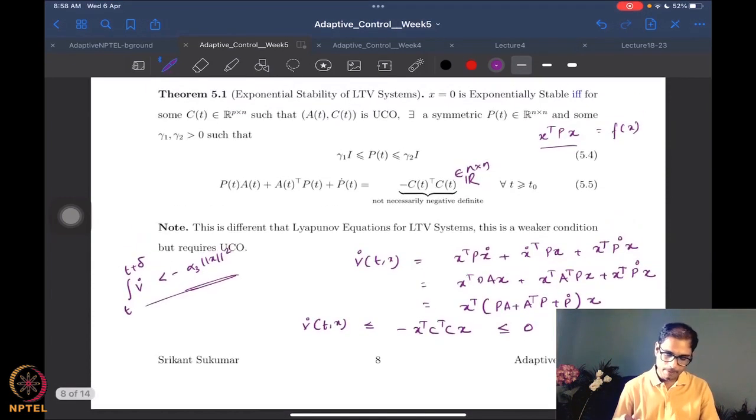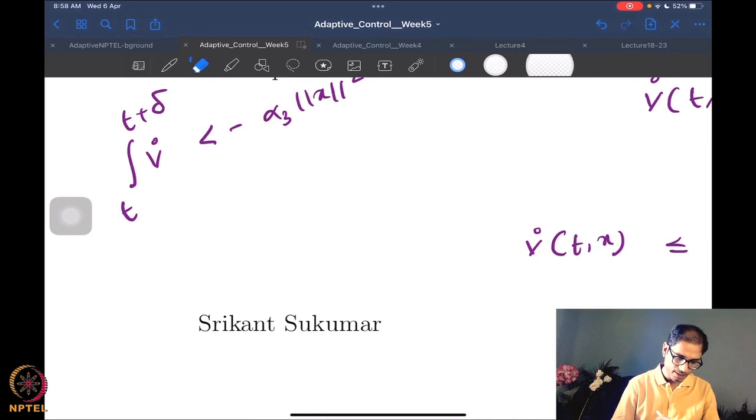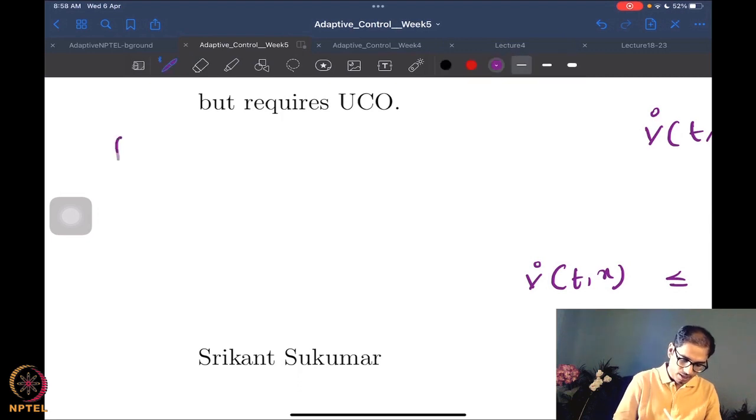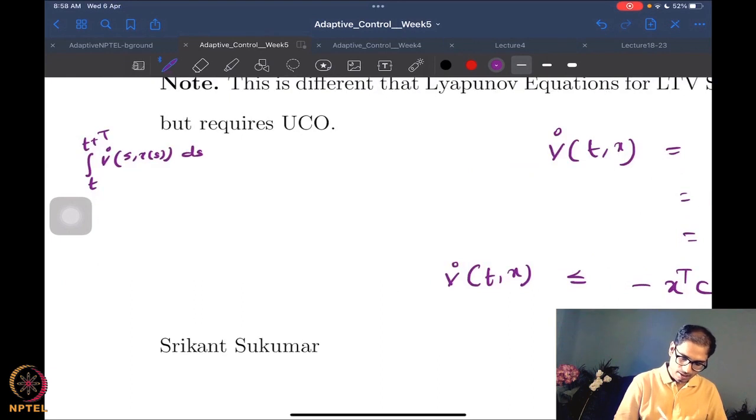But that's not too difficult, right? Why? Because let's say I do integrate this. Let me try to do this. Let's actually write this out properly so I save some space. We want the integral to be negative definite. So how do I claim this? I simply integrate both sides of V dot of s, x of s, ds, from t to t plus, say, some cap T. And this is actually equal to the integral from t to t plus cap T of minus x transpose of s, C transpose of s, C of s, x of s, ds.